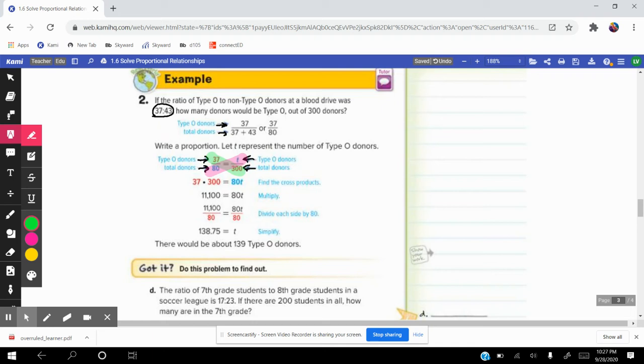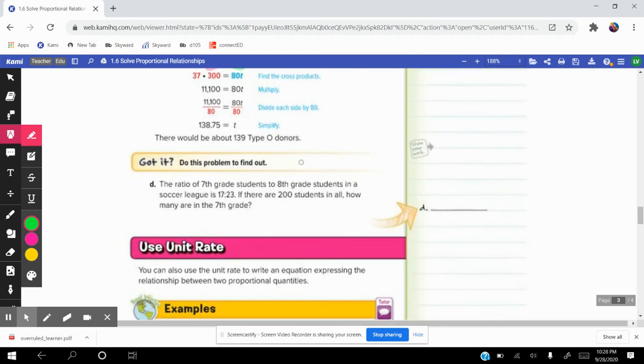Then we divide both sides by 80. 138 and 75 hundredths equals T because we simplified. To answer the question, there would be about 139 type O donors. Do you got it? Let's do this problem to find out.